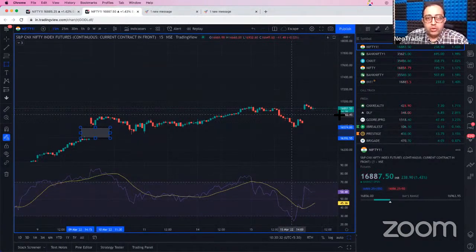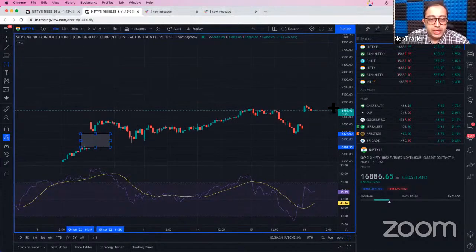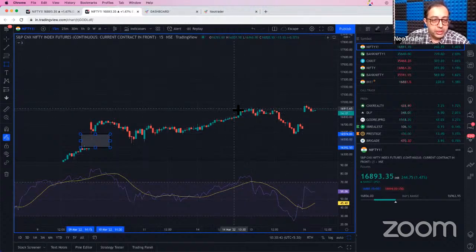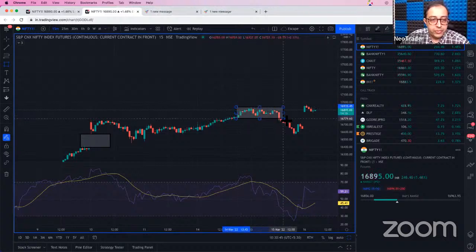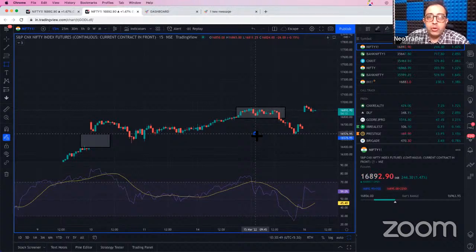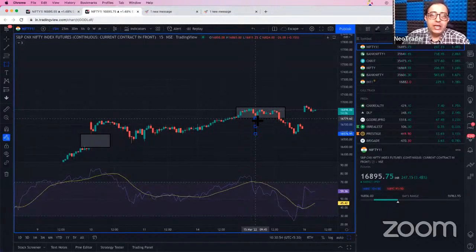If you take a closer look at the charts, you will see that this resistance is now becoming support. This zone I am referring to here could now be a support area. So 16,800 is something you can consider as the first level of support, and 16,700 you can consider as the second level of support for buying on dips.